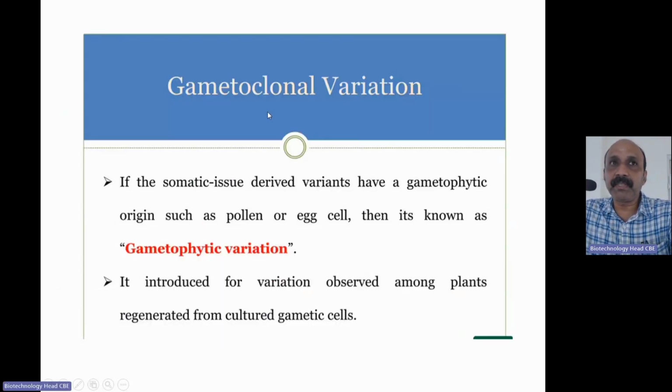Soma is from the vegetative cells. The other types can also be from gametic cells, from the pollen grains or in the ovules. If such variation arises in the gametes, that is called gametoclonal variation. The somatic tissue derived variants from gametophytic origin, such as pollen or egg cell, are called gametophytic variation. So this is the variation among plants regenerated from the cultured gametic cells.